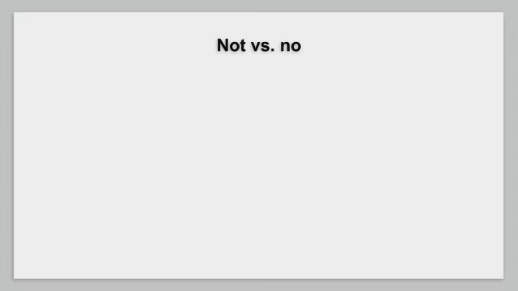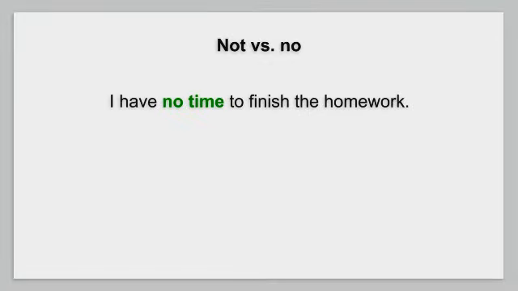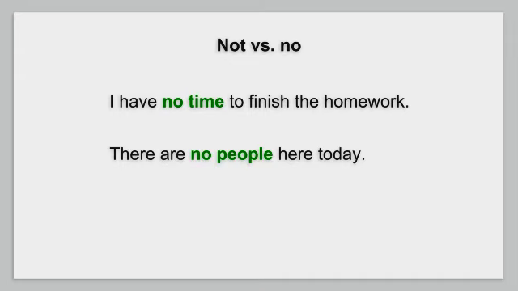We use no with a noun for emphasis. I have no time to finish the homework. This is more emphatic than I don't have time to finish. Here are a couple more examples. There are no people here today. He told no one his secret.